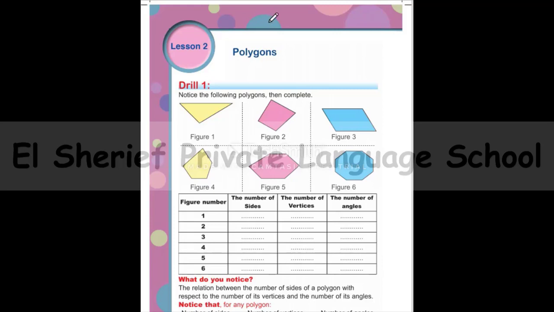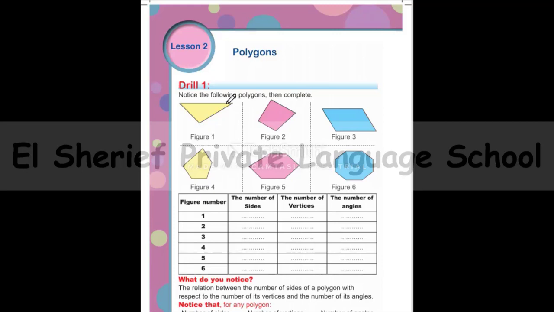So we can start with drill 1 in your book, page 34. He asked me to note the following polygons, then complete. So we have a table for our figures, and he asked me to complete this table: the number of sides, the number of vertices, and the number of angles. The side is the line segment of our figure.